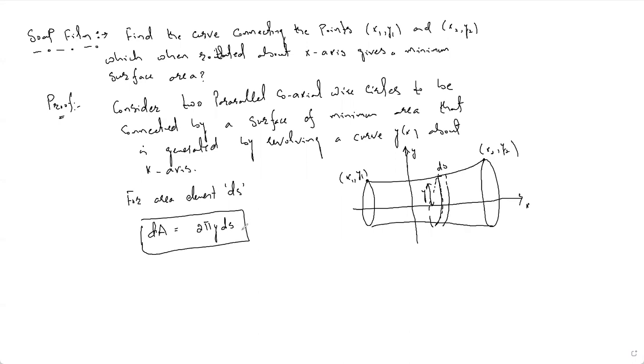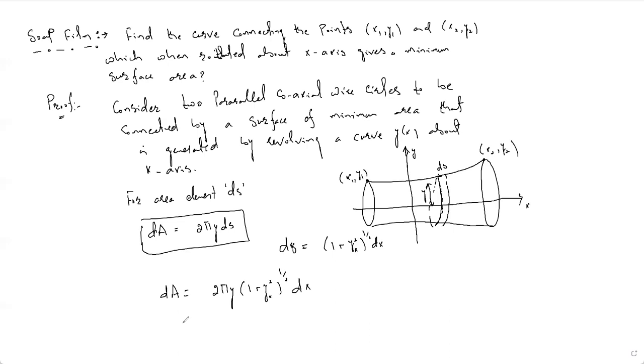Now this distance element, as you know from the last case, is always given by the square root of dx squared plus dy squared. If I divide throughout by dx, it will be (1 plus (dy/dx) squared) raised to power 1/2 times dx. So then this area element dA will be equal to 2 pi y dS, which is 2 pi y times (1 plus y_x squared) raised to power 1/2 into dx. Okay, so this is the area element.